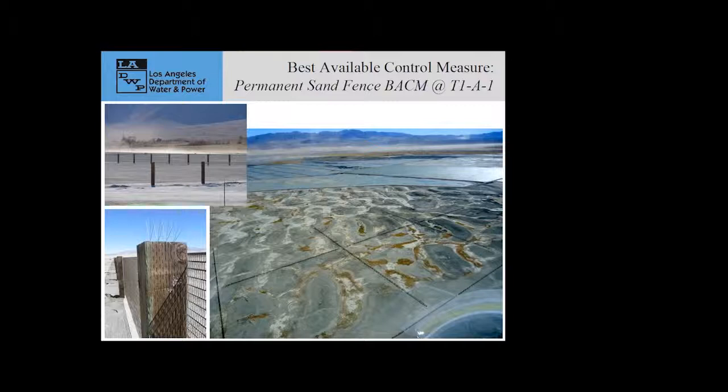And then you see to the right, there's a huge aerial photo, just an overview of T1A1. And you see that the sand fencing is oriented to protect against the predominant wind direction. And there are also gaps within the panels of sand fence, as well as underneath the sand fence material, as you can see in the top left. And that's to allow wildlife access through the area.